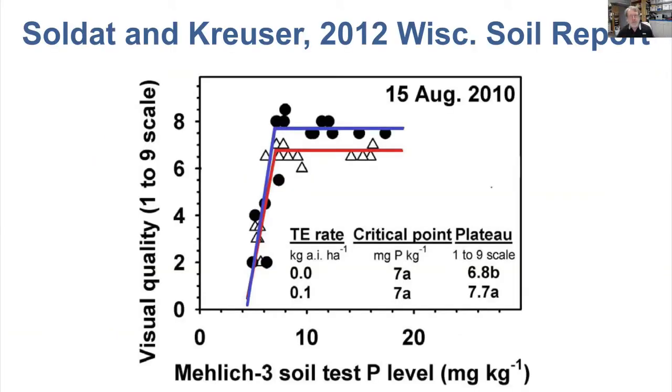And to validate the model a little bit, sorry about that, we looked at a few different locations that were able to come up with more refined guidelines. And this is Crozier and Soldat's work looking at trinexapac-ethyl and phosphorus. And they were finding out that as little as 7 parts per million phosphorus is all that you needed to supply adequate phosphorus to bentgrass.